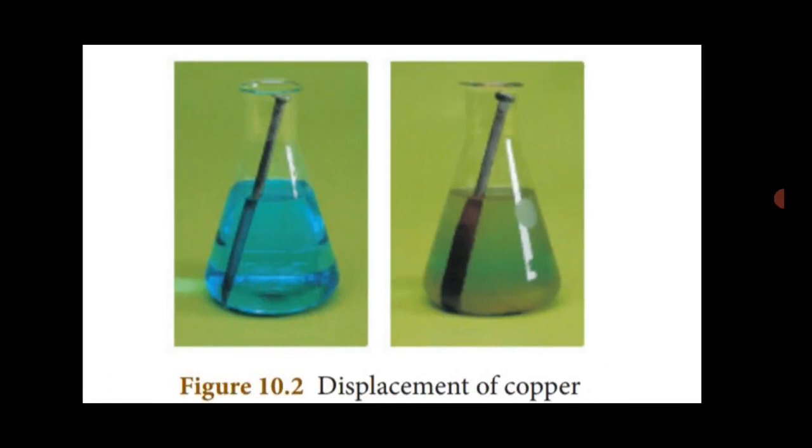So the second beaker contains what type of aqueous solution? Iron sulfate, formula FeSO4. The first beaker contains copper sulfate, formula CuSO4. So copper is deposited, and replacement of copper occurs in this reaction.